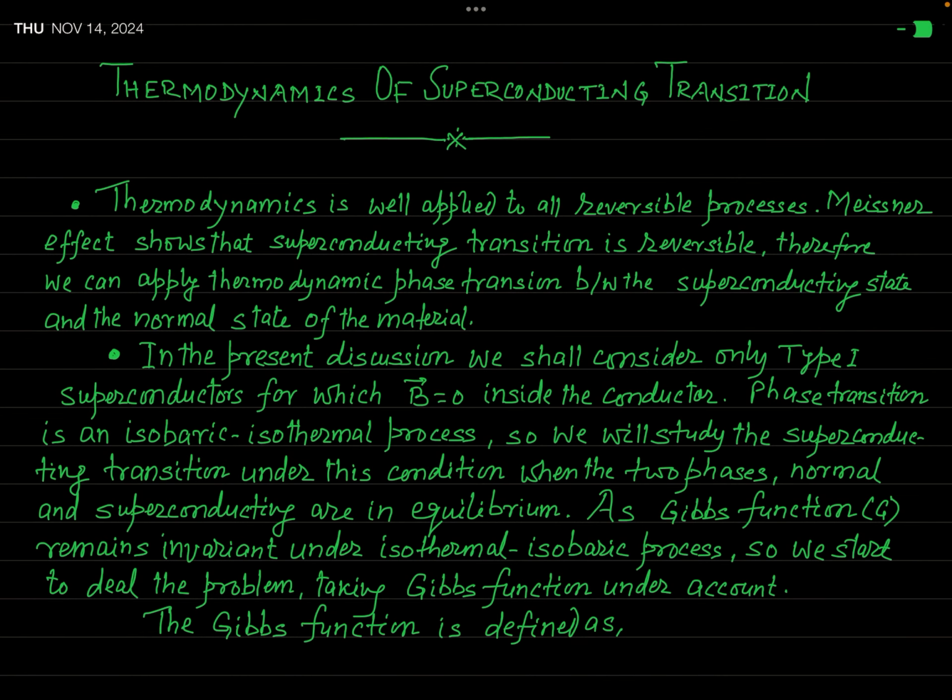In superconductivity, today we are going to discuss the thermodynamics of superconducting transition. When you say superconducting transition, that means transition of the normal state of a material into the superconducting state and vice versa. It means it is also possible that there will be a transition of superconducting state into the normal state of the material. Actually, this transition must be reversible.